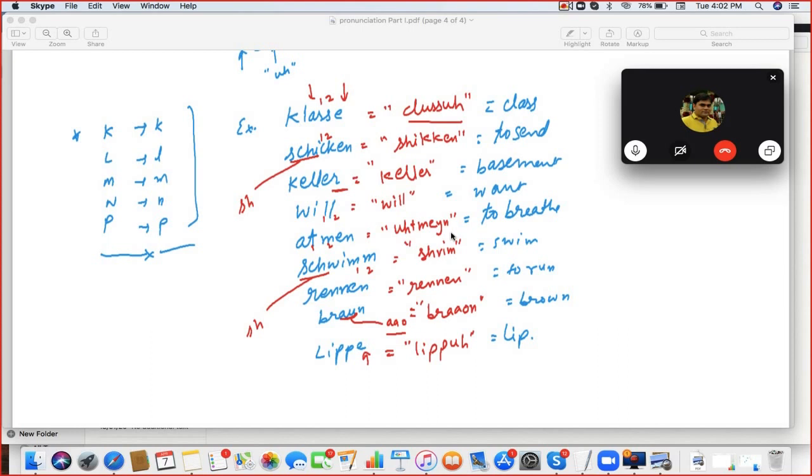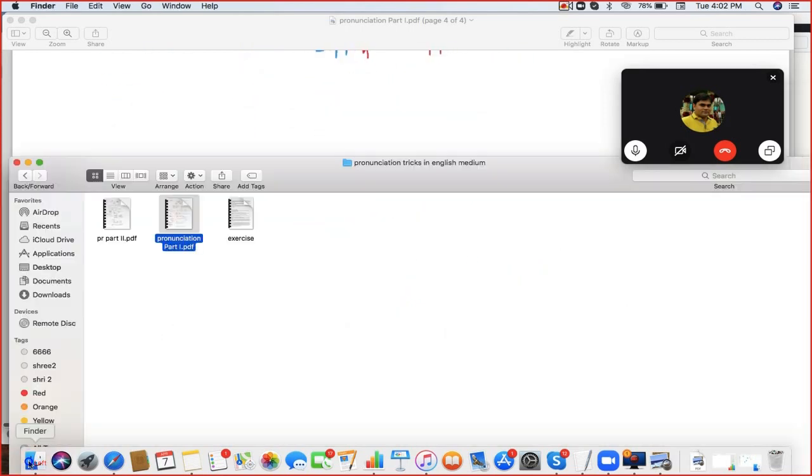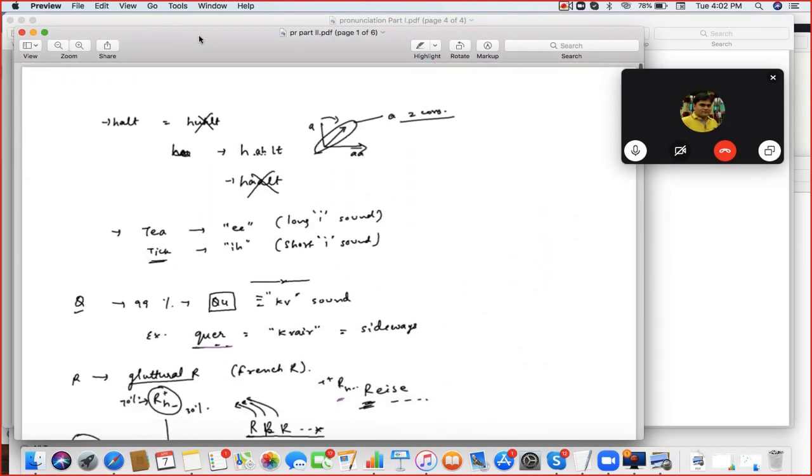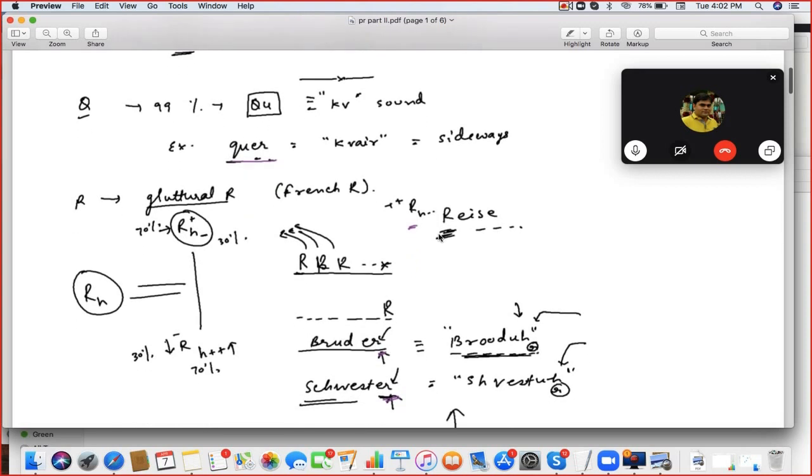Let's do till here today. Some more concepts I am taking. After P, the next one which we have is Q. Q always comes with U. So speak this example. Queer. Okay. So Q always comes with U.